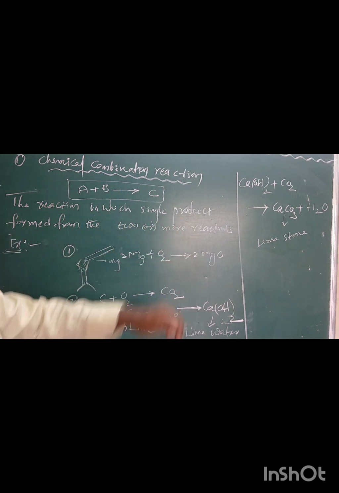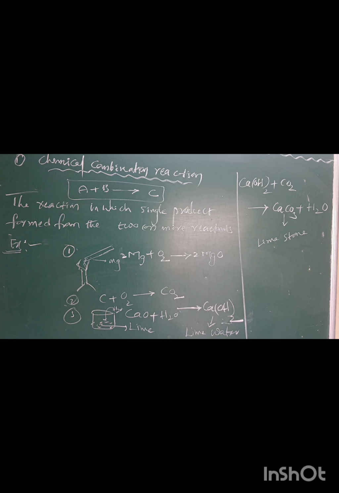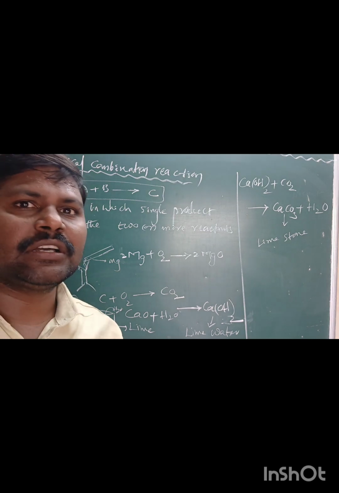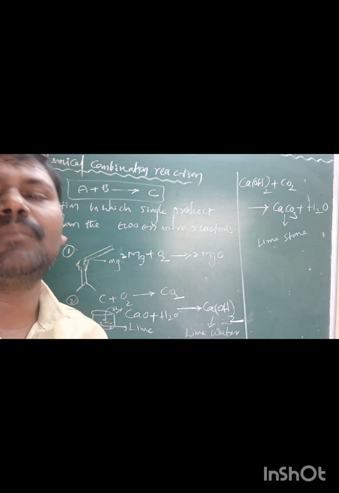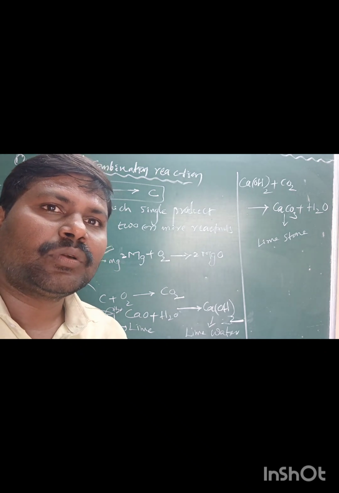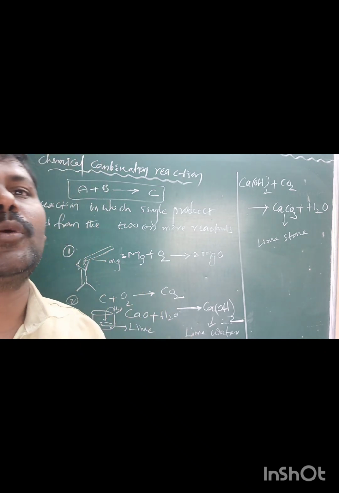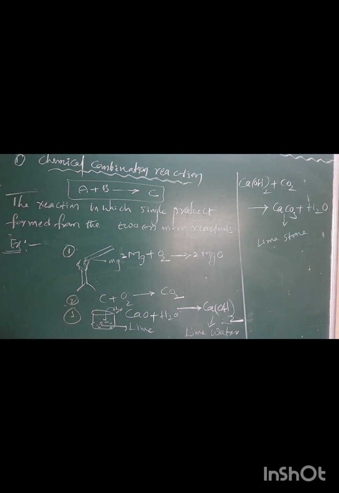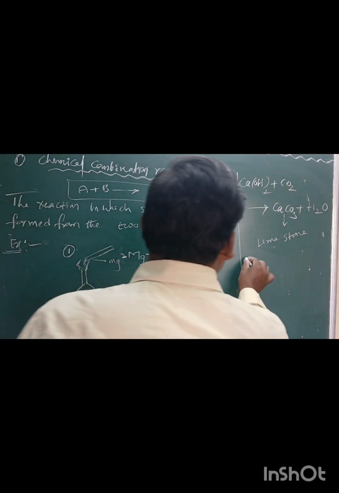These are the examples for combination reaction. The reaction in which a single product is formed from two or more reactants, or the reaction in which two or more reactants are combined to give a single product, is also called a chemical combination reaction. Like that, so many examples are there.